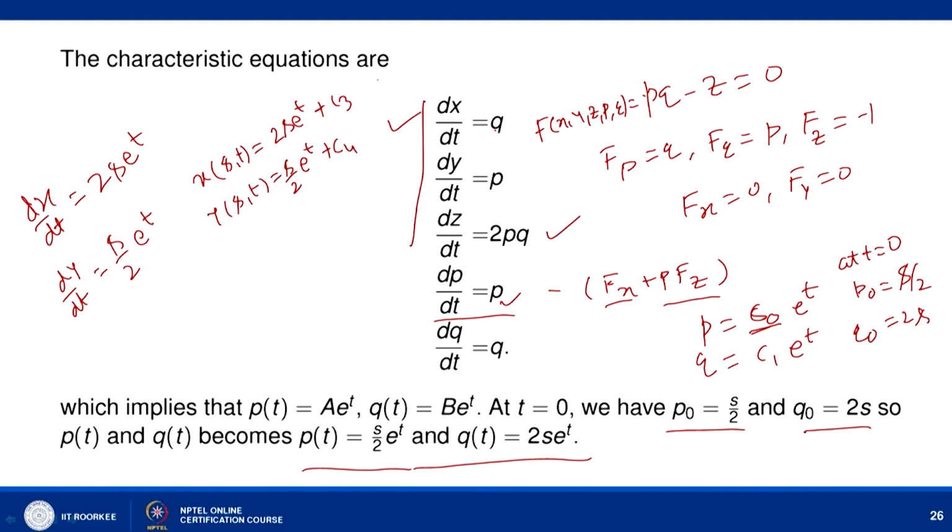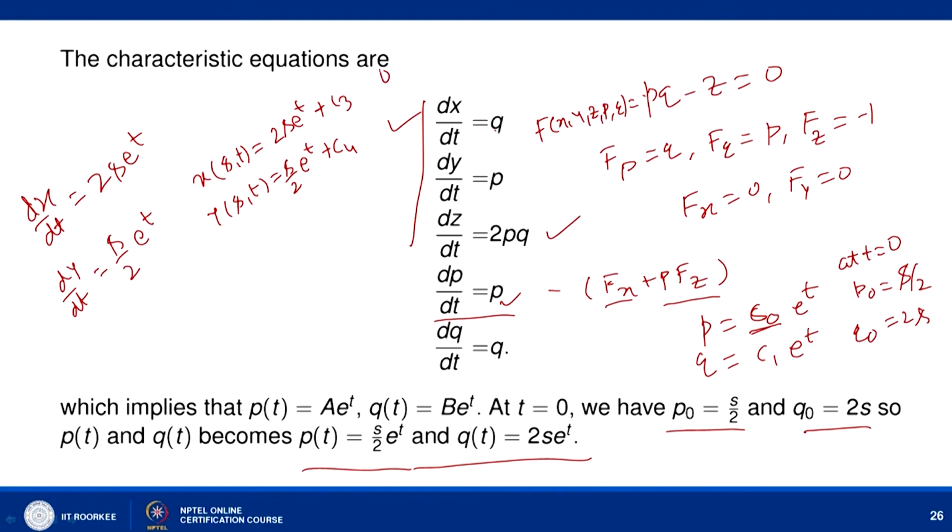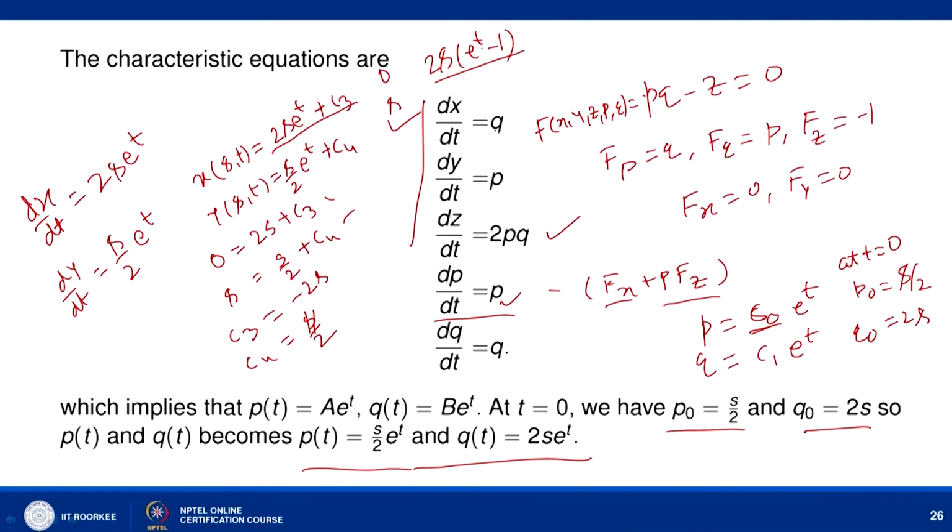Now, how to get c3? For that the initial values are 0 and s. So, here it is 0 and here it is s. So, at t equal to 0, 0 equals 2s plus c3, and s equals s by 2 plus c4. So, c3 is minus 2s and c4 is equal to s by 2. So, using c3 and c4, x of s, t will be 2s e to the power t minus 2s. So, we have x of s, t is equal to 2s times e to the power t minus 1.